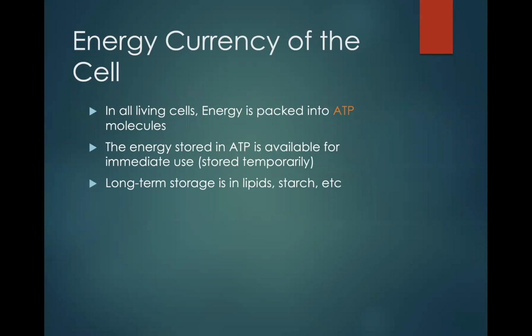In all living cells, energy is packed into ATP molecules, okay? And the energy stored in ATP is available for immediate use, okay? So when we consume foods, the goal with cellular respiration is to break down glucose, metabolize glucose in order to release the energy that's trapped in those chemical bonds, okay? So ATP is a temporary storage place for energy that is readily available to do work. There are other long-term storage molecules in our body, such as lipids and so forth, but ATP is that storage molecule for which the energy is available to do work.